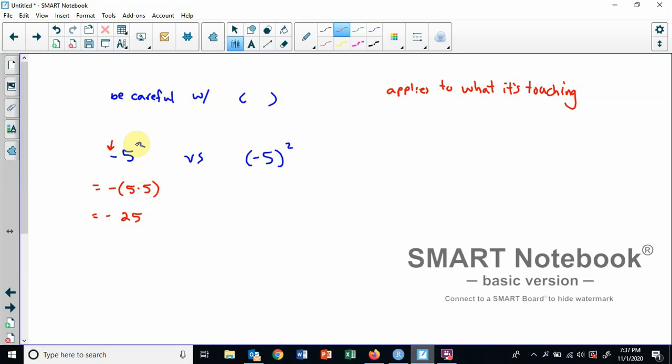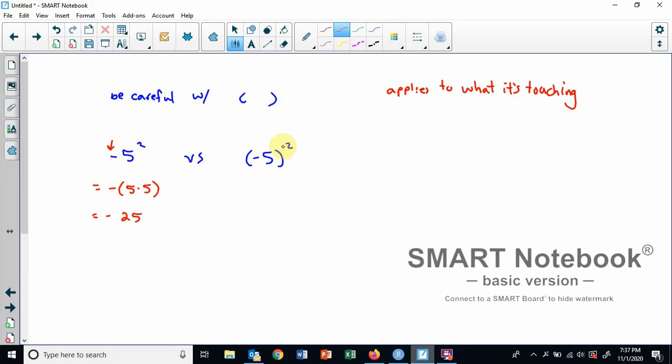Okay, so remember, the exponent just counts how many 5s I have. It is not counting the number of negatives because it's not touching the negative. The 2 is right beside the 5, not the negative. So the negative is literally floating out front, and it just gets brought down.